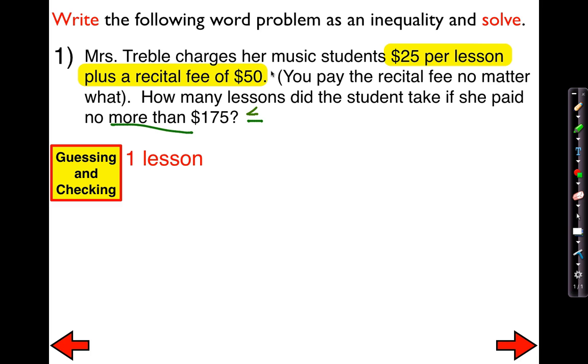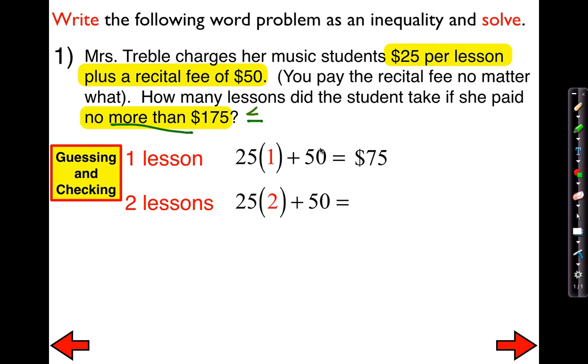So let me give you an example. We can guess and check that in one lesson, she's definitely going to pay one lesson, which was $25, and then the recital fee. So that's going to be $75. For 2 lessons, she's going to be charging $25 for 2 lessons, which is $50, plus that recital fee would be $100.